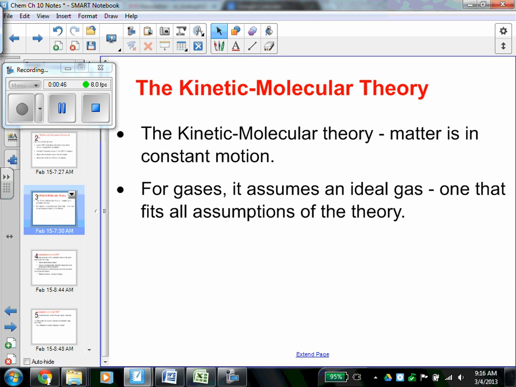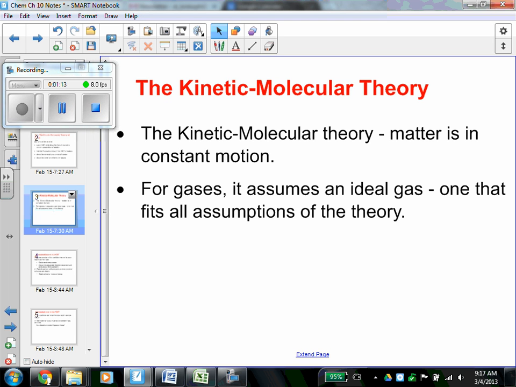All right, the kinetic molecular theory basically says, in a nutshell, that matter is constantly in motion. Matter is constantly moving, whether it's a solid, liquid, or a gas. Now, what we like to do is talk about the kinetic molecular theory as it applies to gases. Why do we do this? The answer to that is because gases are the most dynamic. Gases are constantly moving. They're always jiggling. They're always turning in space. They're always moving in a three-dimensional pattern.